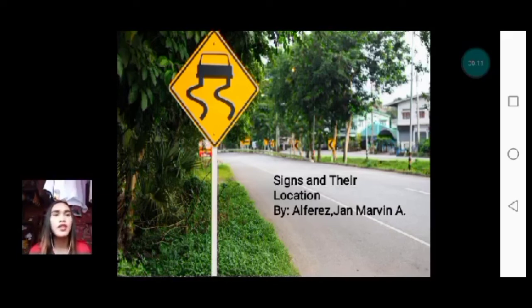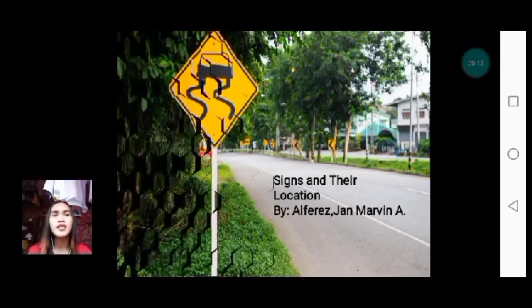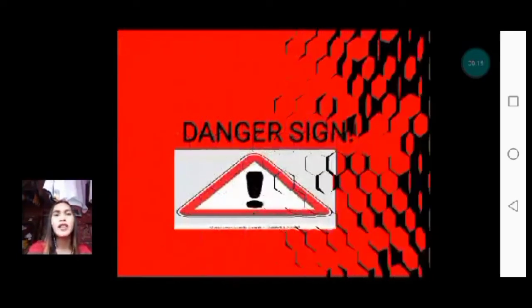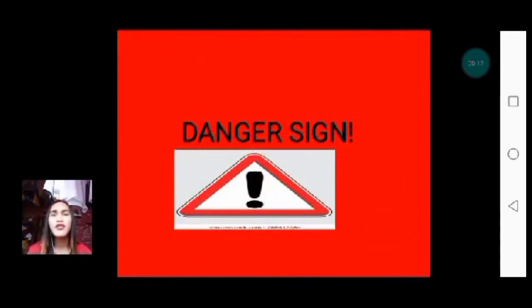For today's video, I was assigned to report about the signs and their location. So let's proceed. First sign is a danger sign. These signs are safety signs for warning when a hazard or hazardous condition is likely to be life-threatening. The word danger is featured inside a red oval which in turn is inside a black rectangle and often features other warning symbols. These symbols are very common to us.